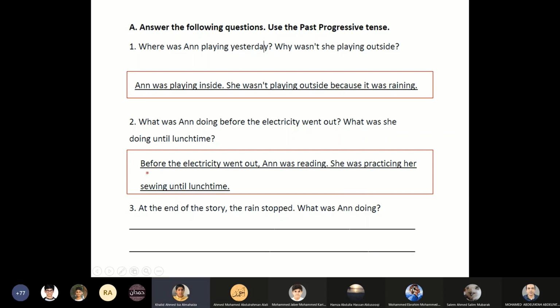Before the electricity went out, Anne, not Anna, this is Anne, was reading. She was practicing her sewing until lunchtime. Yeah, before the electricity went out she was reading, and she was practicing her sewing until lunchtime. Bravo, Khalid. Students, get ready.